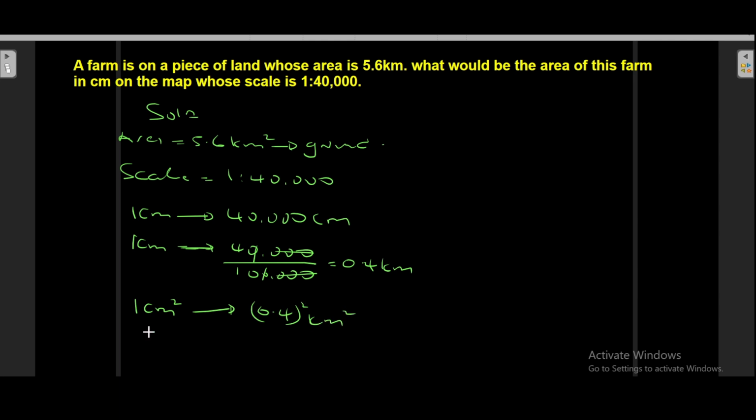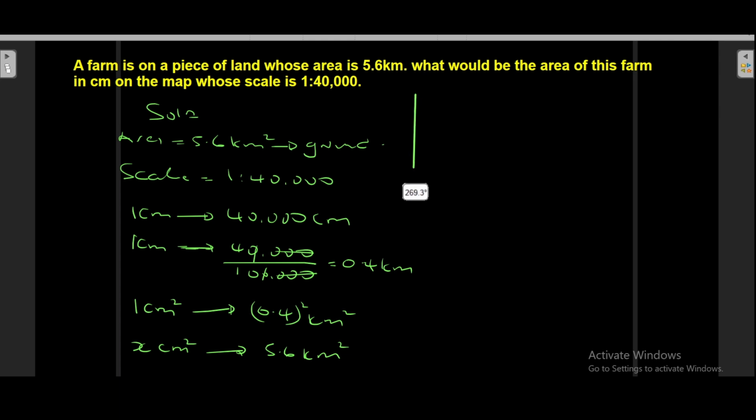We know that in the question they gave us the area on ground. 1 centimeter squared on map represents 0.4 squared kilometers on ground. Therefore, the x centimeters squared, which we don't know, will correspond to the 5.6 kilometers squared, which we know on ground.